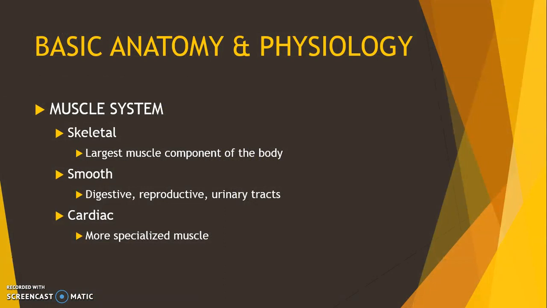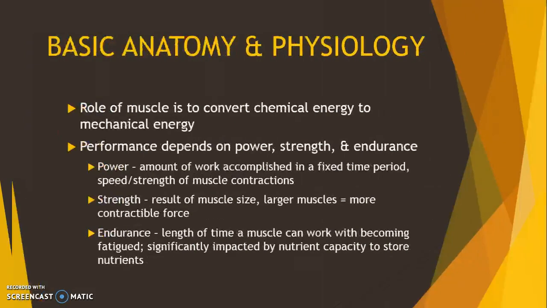The muscle system, and many of you have covered maybe some of this in basic biology class, but again, we have skeletal muscles, which is the largest muscle component of the body. Smooth muscle, which basically makes up your digestive tract, reproductive tracts, and the urinary system. And then your cardiac muscle. The cardiac, obviously the heart, the only one in the body that looks like that. Very, very specialized because it has a lot of different responsibilities that no other muscle in the body clearly has.